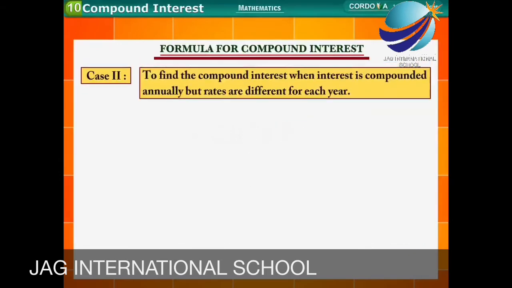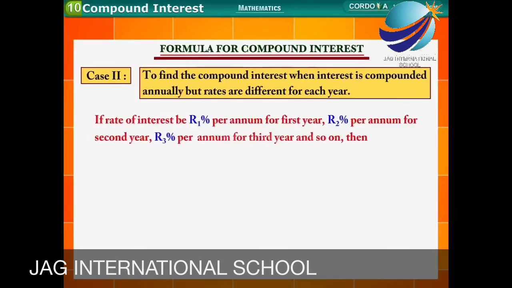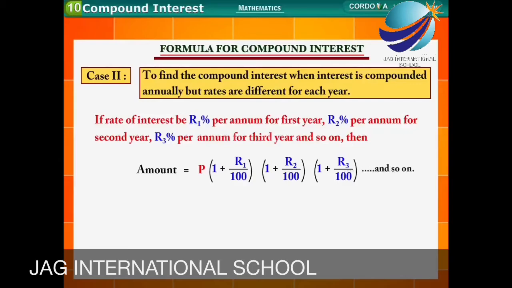Case 2. To find the compound interest when interest is compounded annually, but rates are different for each year. If rate of interest be R1% per annum for first year, R2% per annum for second year, R3% per annum for third year, and so on, then amount is equal to P into 1 plus R1 upon 100 into 1 plus R2 upon 100 into 1 plus R3 upon 100, and so on.